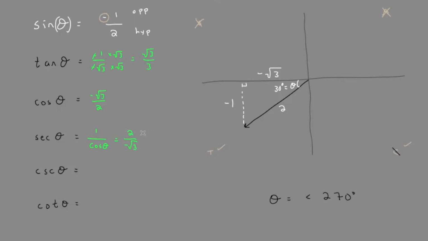And here we would rationalize the denominator because we can't have a root in the denominator. And so this would equal 2√3/3, and the whole thing is negative.